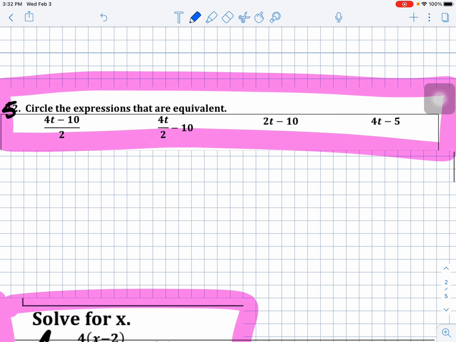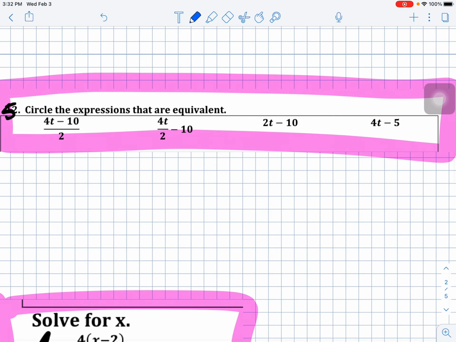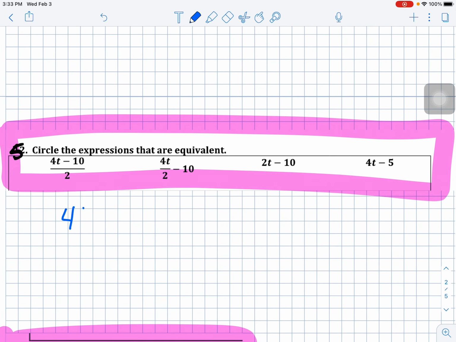The next one, number 5, is asking you to do the same thing with 4 different expressions. So first you're going to do those grouping symbols. So I guess I want to talk to you about the fraction on number 5. 4t minus 10 divided by 2. And basically you're saying everything on the top needs to be divided by 2. So that means that 4t needs to be divided by 2. And I need to subtract 10 divided by 2.